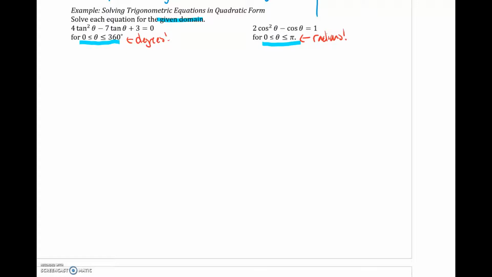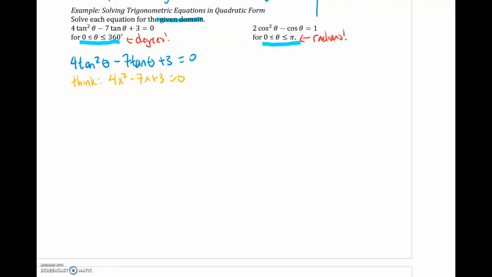So let's take a look at this first example. 4 tangent squared theta minus 7 tangent theta plus 3 equals 0. Remember, because we see, okay, tangent squared theta, there's a square, there's a quadratic, right? That highest degree is 2. Make sure one side is equal to 0. And yes, it is. So what I want you to think here is imagine this as the problem 4x squared minus 7x plus 3 equals 0.